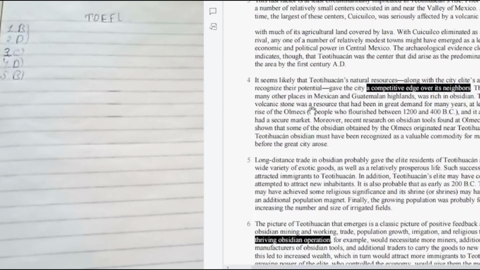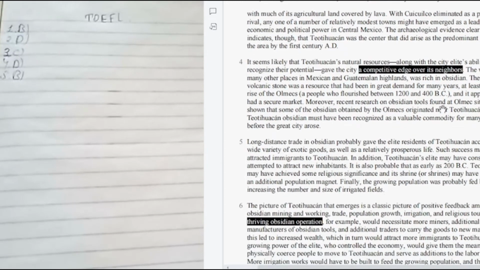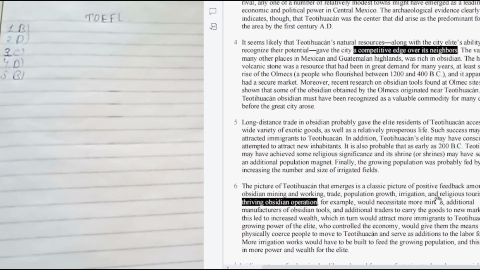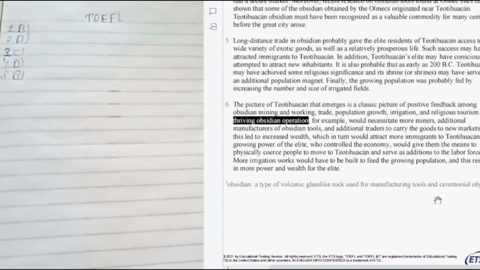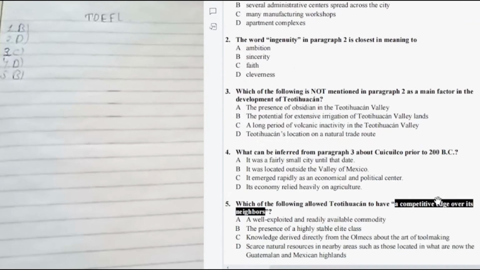The hard volcanic stone was a resource that had been in great demand for many years, at least since the rise of the Olmecs, and it apparently had a secure market. Moreover, recent research on obsidian tools found at Olmec sites has shown that some of the obsidian obtained by the Olmec originated near Teotihuacan. Teotihuacan obsidian must have been recognized as a valuable commodity for many centuries before the great city arose.